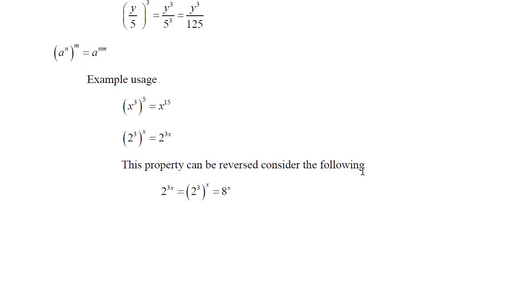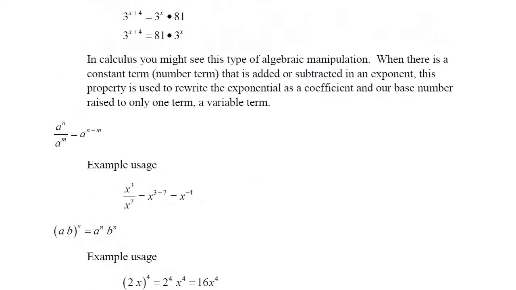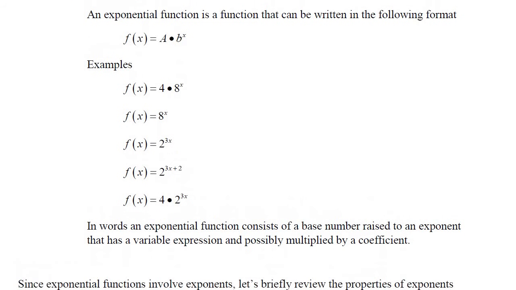This property can also be reversed. So let's consider this 2 to the 3x. Since those are multiplied, I could rewrite this as 2 to the 3rd raised to the x, and then 2 to the 3rd power is the same thing as 8. So that would be 8 raised to the x exponent. And if you take a look at some of the examples that I had up here, notice the examples of my exponential functions. Here I have the 8 to the x, and I have a 2 raised to the 3x. Notice that these two happen to be equivalent.